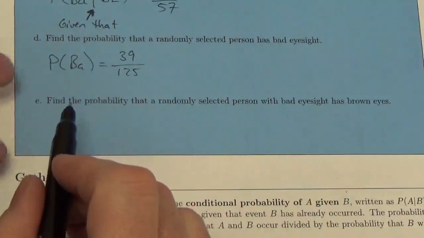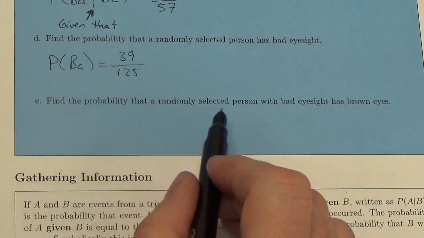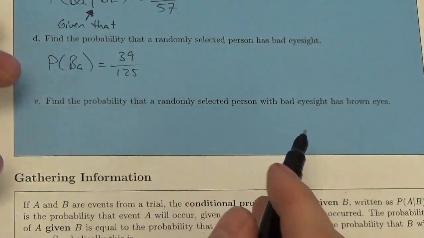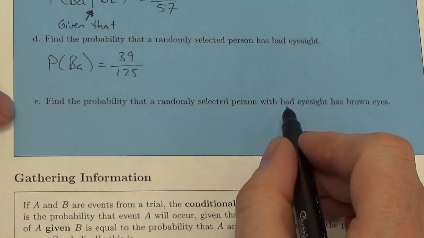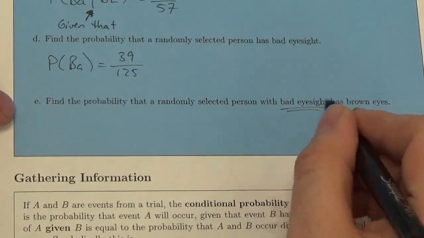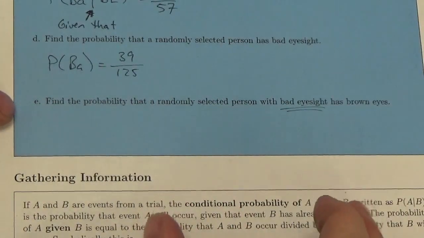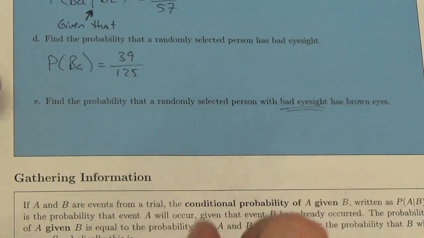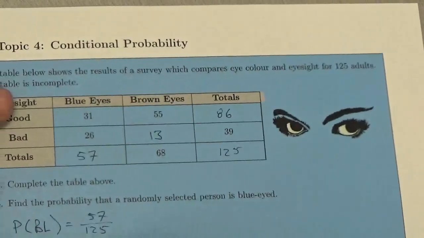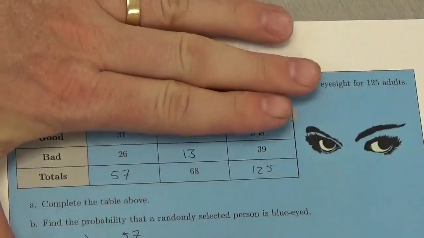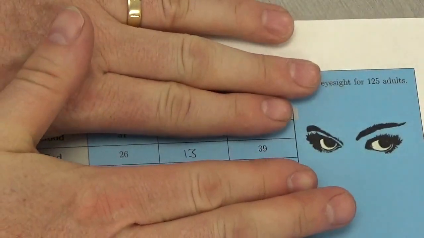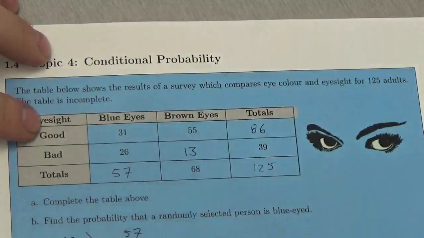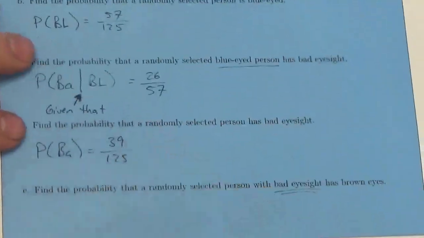Let's go one step further here. Find the probability that a randomly selected person with bad eyesight has brown eyes. Now, in this case, notice that I've now focused my attention on that subset of the population with bad eyesight. That's the only group I'm looking at. So if I go back up to my chart here, I'm now only looking at that group of people represented right there. And here's the brown column.